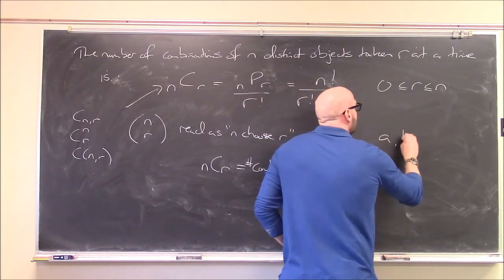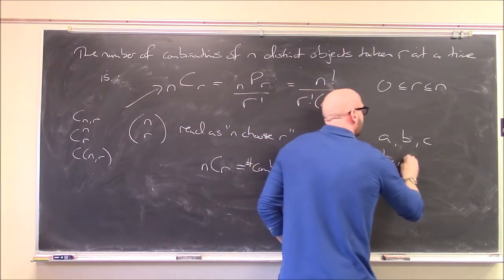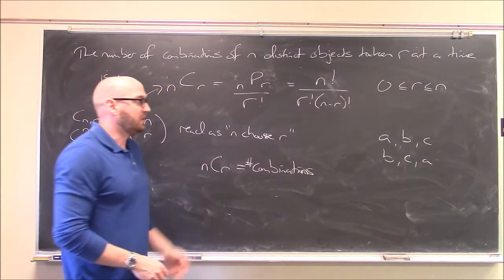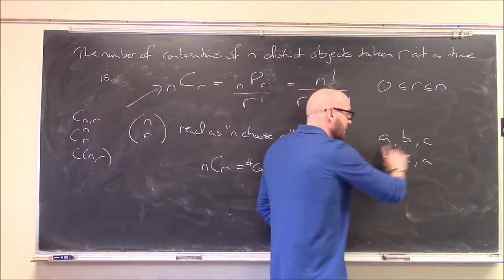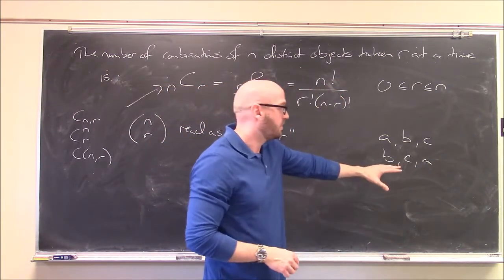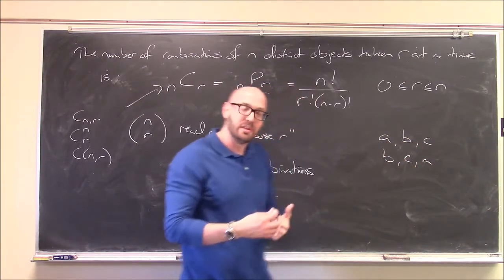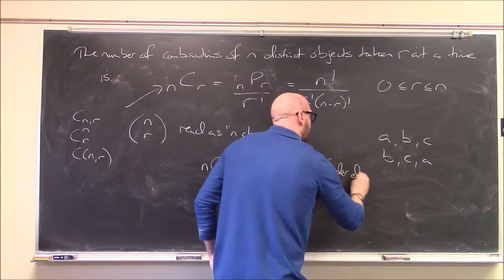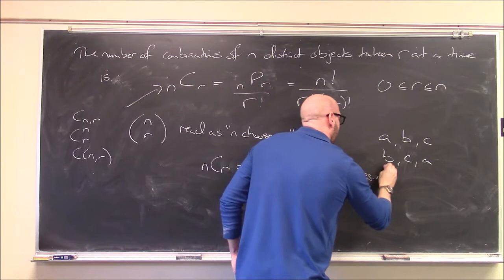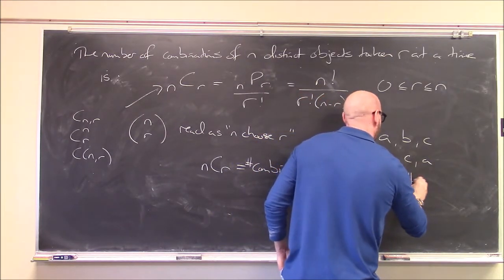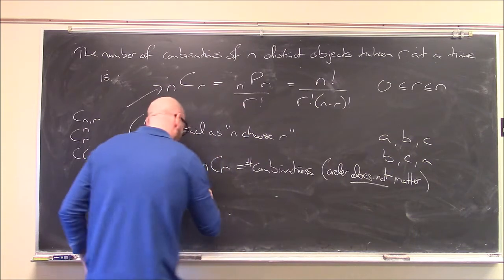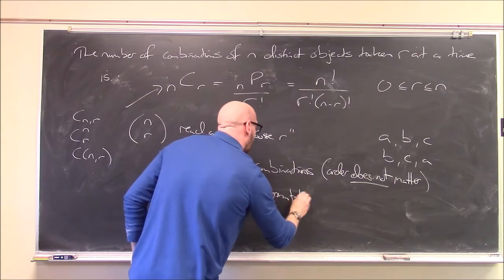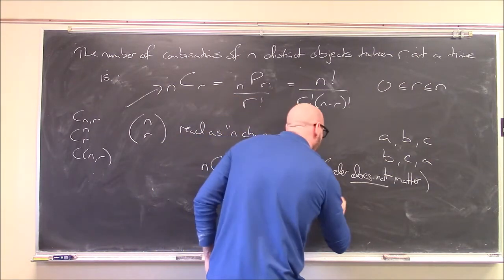For example, ABC and BCA, those are different permutations of the 3 letters ABC. But as far as combinations go, they're the same combination because I no longer care about order. All I care about is that I have the same combination of 3 letters. All right, so combinations, and the point is order does not matter. Meanwhile, permutations, NPR, this is the number of permutations. And the important point is that order does matter.